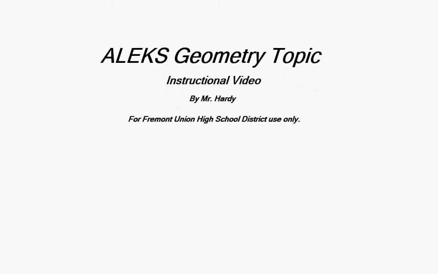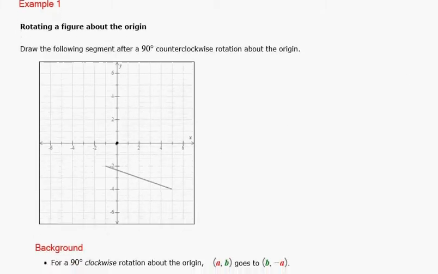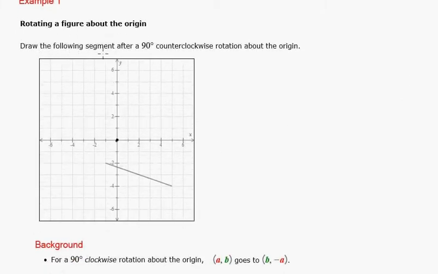In this video, we're going to look at what's called rotating a figure about the origin. So here's the origin, that's kind of like the center. We're going to take this line and rotate it about the origin. I've looked at this for a few minutes before I started the video, and to be honest with you, it's very hard for me to show it to you physically. So what I recommend is first, let's read it. Draw the following segment after a 90-degree counterclockwise rotation.